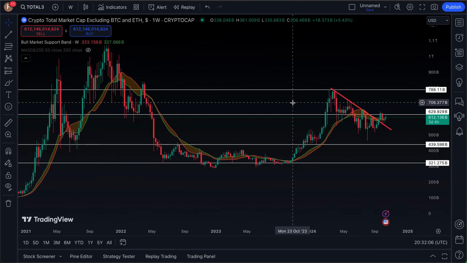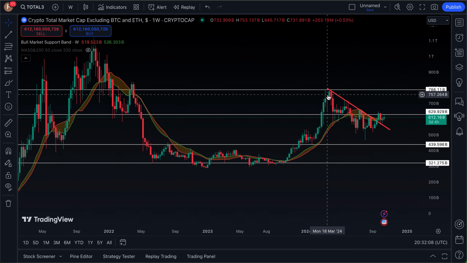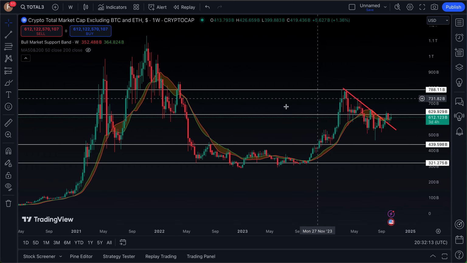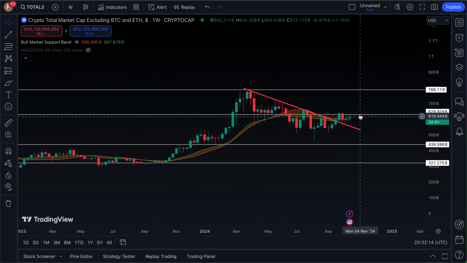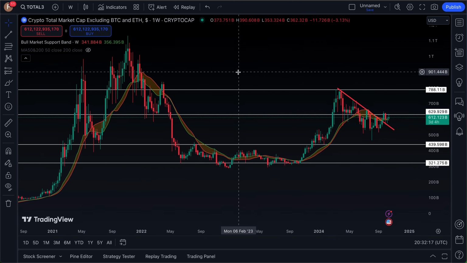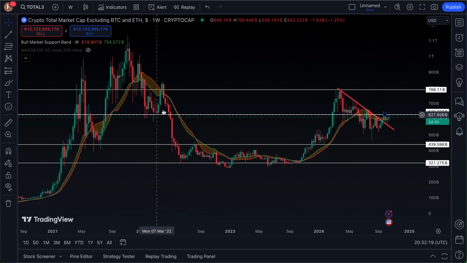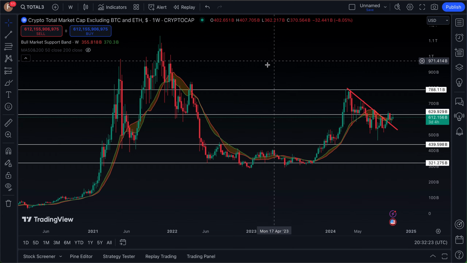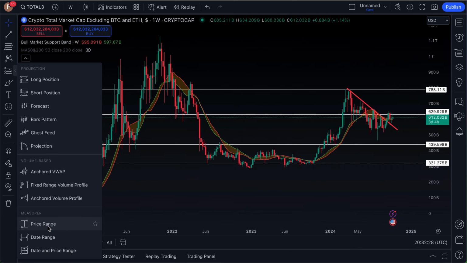So we can see here that altcoins have also broken out of the downtrending channel that began in March, broken above the bull market support band, and really just looking to break above this area of resistance at the 629, basically the $630 billion zone, currently sitting at $612. And if altcoins can get above that, I think that is when we'll see this market really start to run.